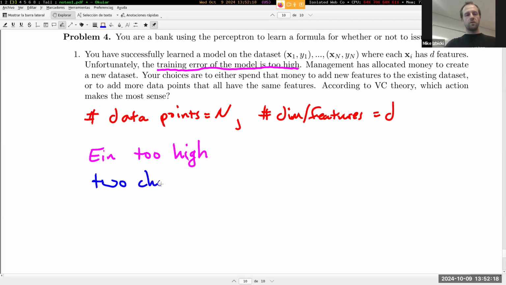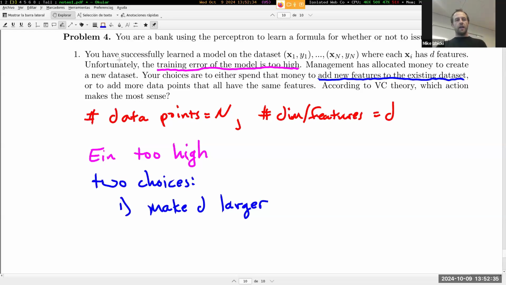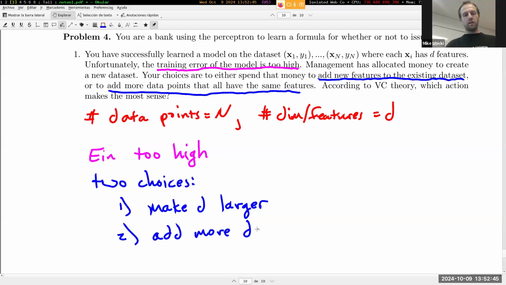So two choices. The first is that we can add new features to the existing data set. So choice 1 is to make d larger. And the second choice is to add more data points that all have the same features. Adding more data means making n larger.